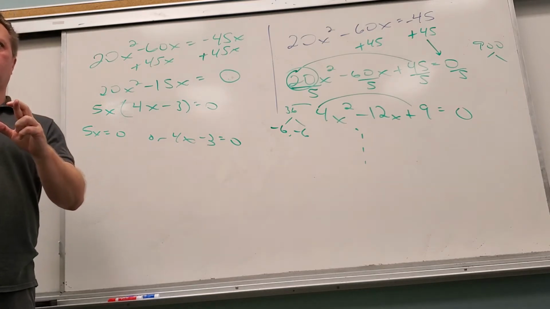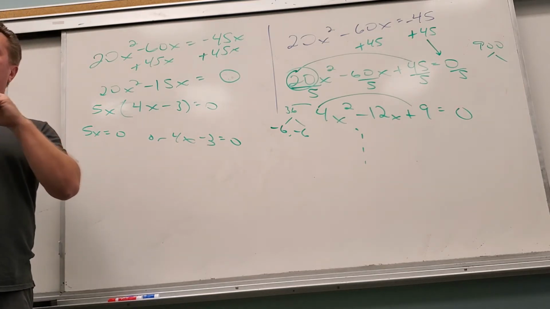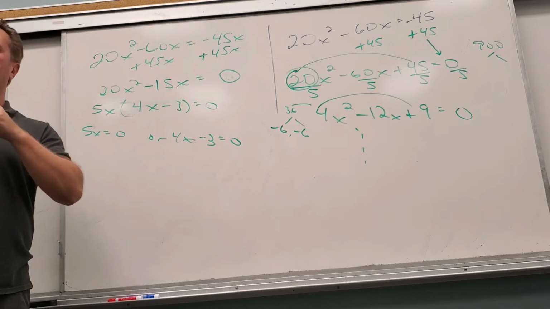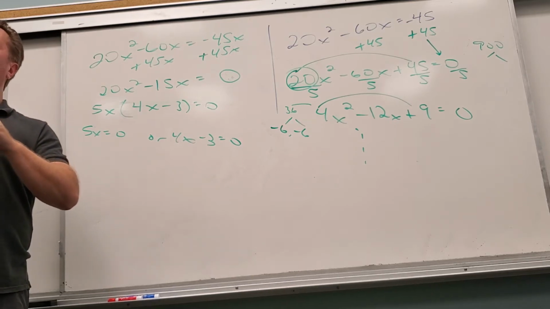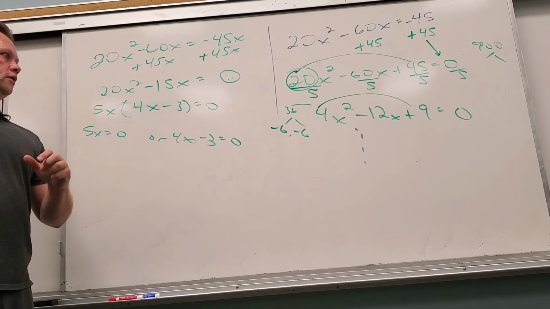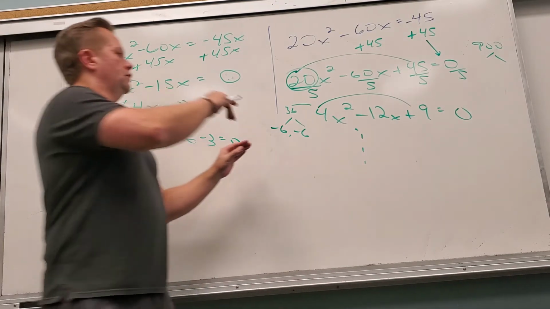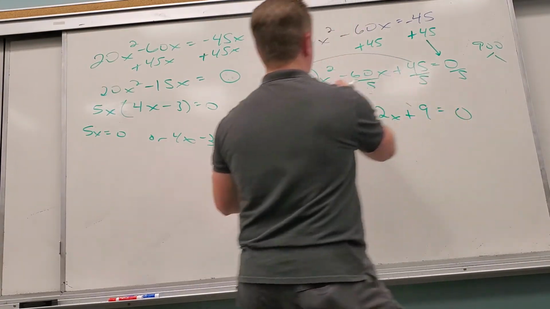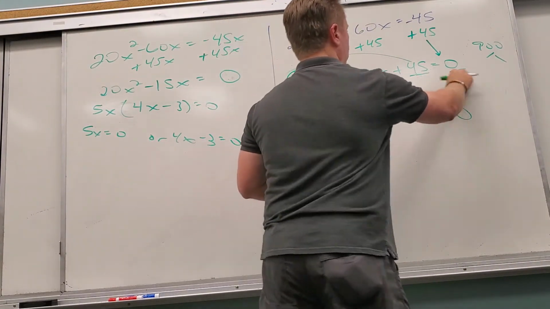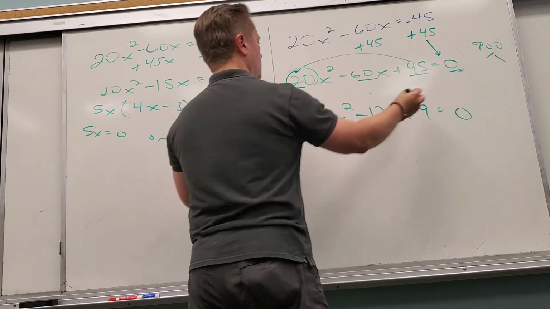Would you get the same answer for both questions? Well, if you took the GCF out and put it like 5x times 4x minus 3 rather than dividing by 5. Oh, I see. Okay, so let me do this. All right, watch. This is kind of cool. I'm glad you're asking the question. So what if I would have not done that? What if I would have done this?